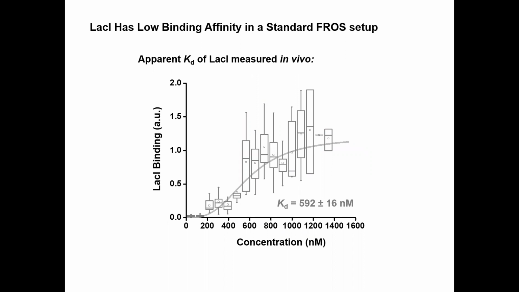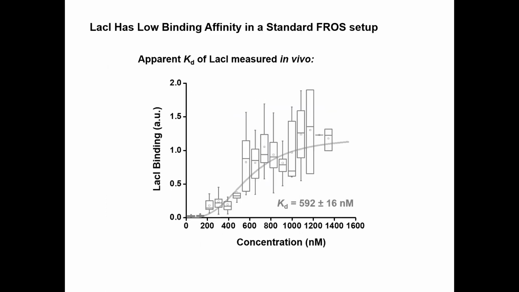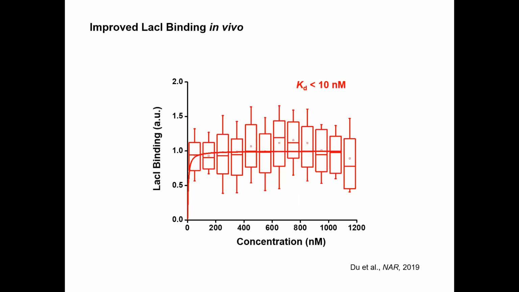And this kind of weak binding did not work for CICI. So my student went on a long journey, changing the construct in the cells, genetically perturbed the system. I'm not going into the details, but at the end of the day, we managed to change this curve into this curve. Okay, so we managed to reduce the KD to be less than 10 nanomolar, and this is very important for the implementation of CICI.